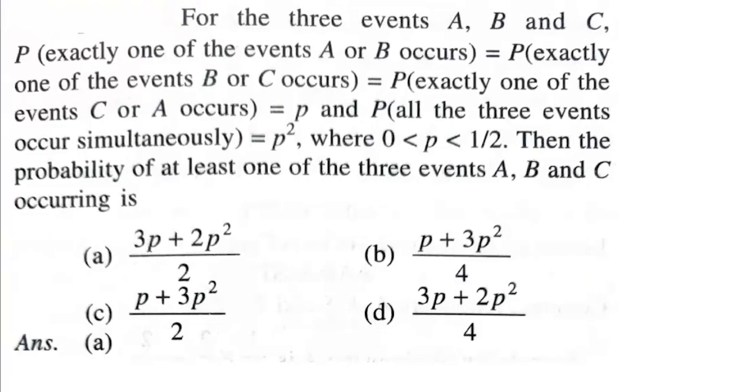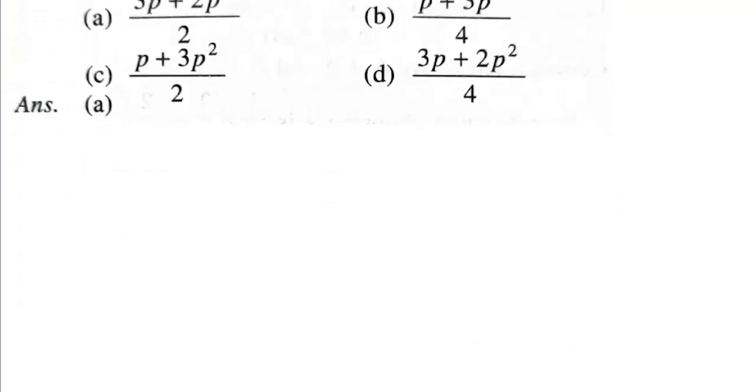Now here the question is, for 3 events A, B and C, P(exactly one of the events A or B occurs) is equal to P(exactly one of events B or C occurs) equals P(exactly one of events C or A occurs) is P, and probability all the 3 events occur simultaneously is P square. Then the probability that at least one of the 3 events occurs is. Now we are given that exactly one of A or B. Now we know that probability exactly one of A or B is probability of A intersection B naught plus probability of A naught intersection B, and it is given that this is P.